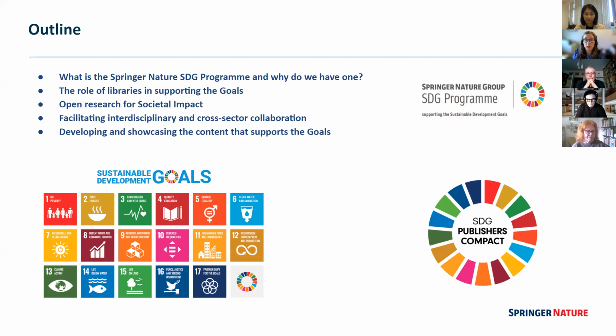I'll take you through a couple of partnership projects that we have undertaken here. One looks at how open research can help to achieve societal impact, and the other is about facilitating collaboration across disciplines and between sectors, very much keeping in mind the importance of partnerships and collaborations and working together. And then I'll finish off with a few examples of the ways in which Springer Nature have developed our publishing activities in order to best highlight the content that relates to the Sustainable Development Goals. And then I'm really looking forward to questions from everybody at the end.